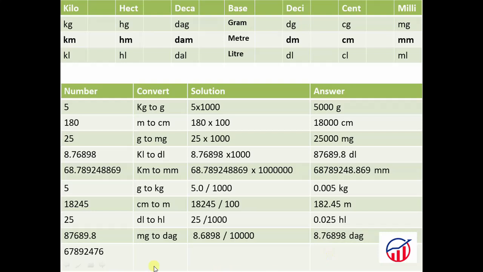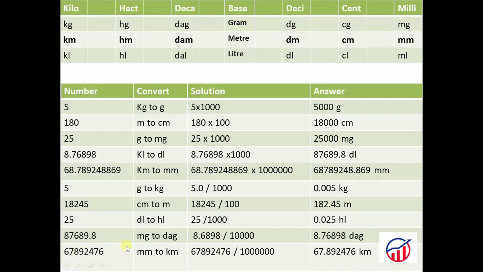Let's move to the last number over here. We have 6789247.6. And what is the conversion? Millimeter to kilometer. So where is millimeter over here and kilometer over here? We need to move left. How many spaces? 1, 2, 3, 4, 5, 6. So this digit will be divided by 6 zeros. So where is the decimal point? Over here. When you move 6 digits towards the left, 1, 2, 3, 4, 5 and 6.